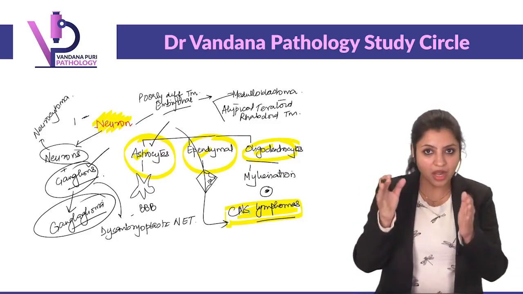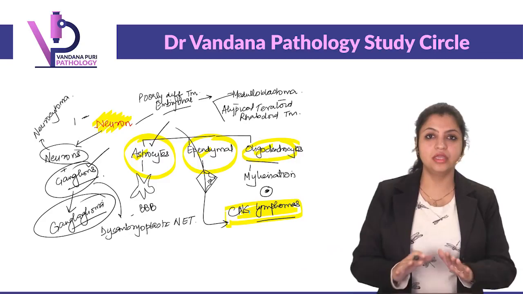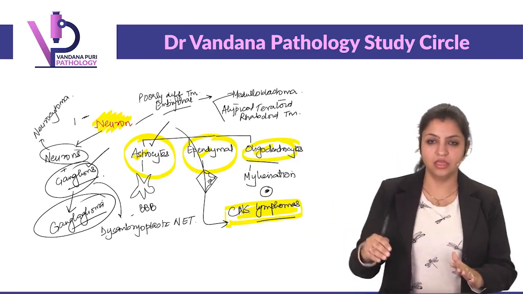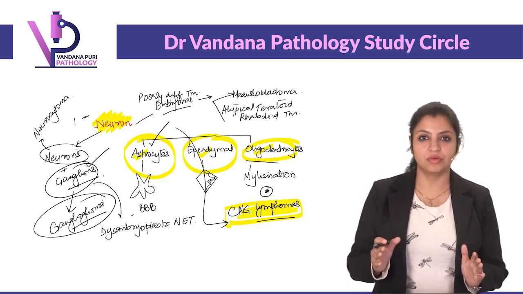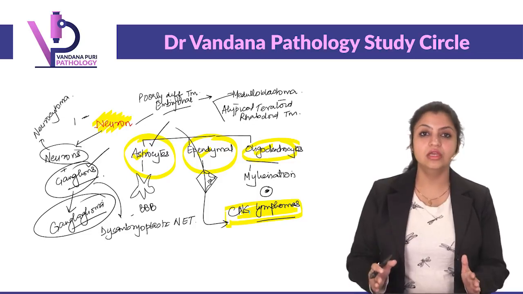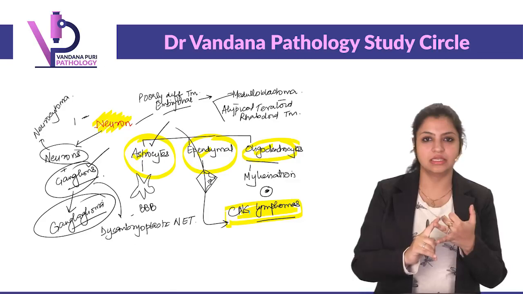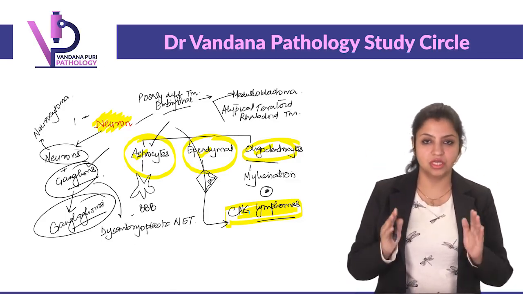Apart from that, all these are primary tumors. CNS lymphomas can be primary or secondary, but for now I am considering primary tumors of the brain. So when considering primary tumors of the brain, remember neuronal, gliomas, poorly differentiated, and CNS lymphoma come as my first priority that I need to remember.